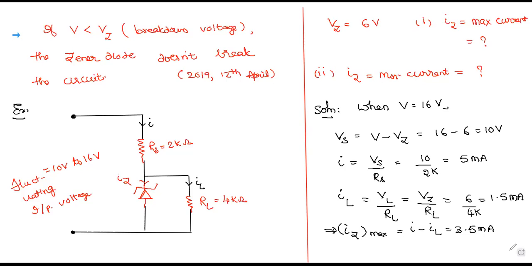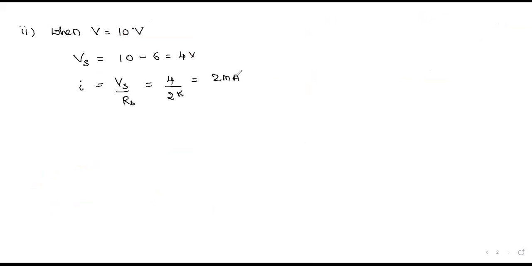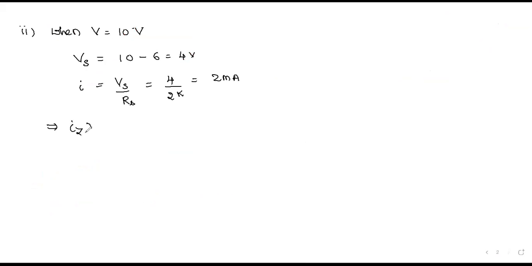In the same way, when V equals 10 volts, then Vs equals how much? 10 minus 6, that is 4 volts. By that, I equals 4 by RS, 4 by 2, that is 2 milliamperes. IL, no need to calculate, already you calculated. That is constant, because it is a voltage stabilizer, a regulator. IL is 1.5. Therefore IZ minimum equals I minus IL, that is 2 minus 1.5, equals 0.5 milliamperes.